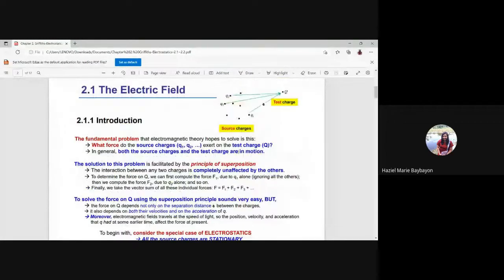So again, if you have several source charges Q1, Q2, Q3, Q4, and so on, in order to get the total or net force that these charges exert on a test charge Q, you just have to account for the individual forces that, for example, Q1 exerts on Q, then Q2 exerts on Q, Q3 exerts on Q, and after that you take the vector sum of the individual forces.